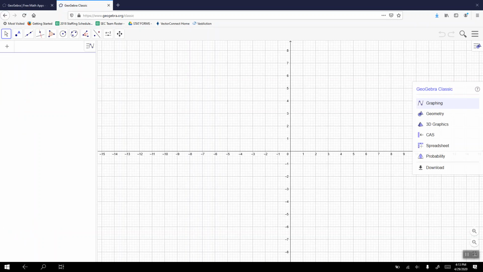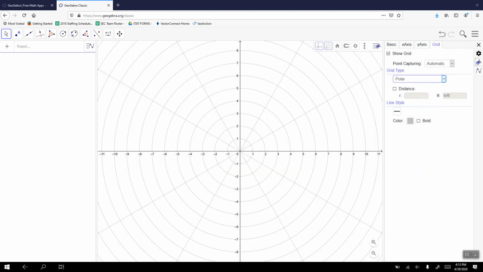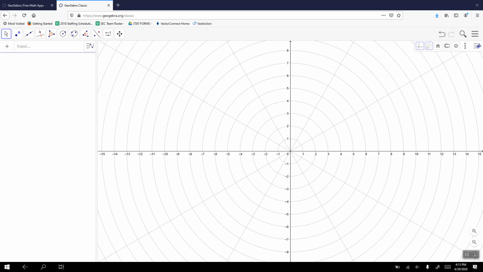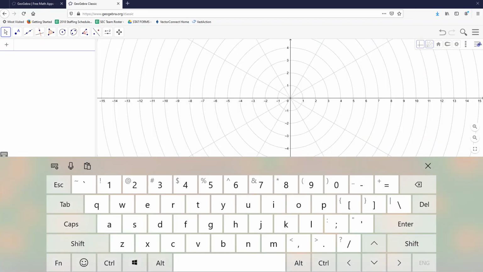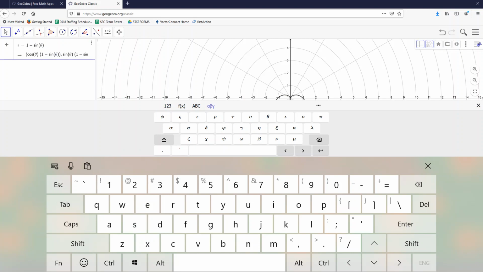Alright, here I am on GeoGebra. I'm going to go to GeoGebra Classic. Once I'm here, I'm just going to modify the grid so that I can be in polar form. There we are. Alright, and I'm just going to start inputting my function. The function that I was working with was 1 minus sine theta, so that's what I'm going to work with here. So I'm going to start typing in, let's say r is equal to 1 minus sine theta, enter.